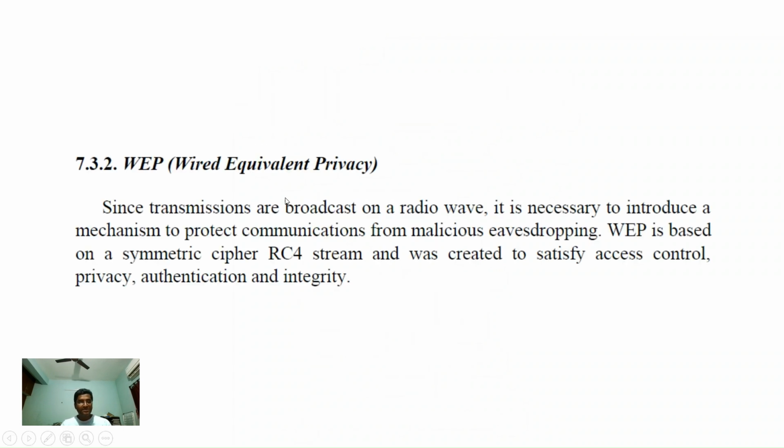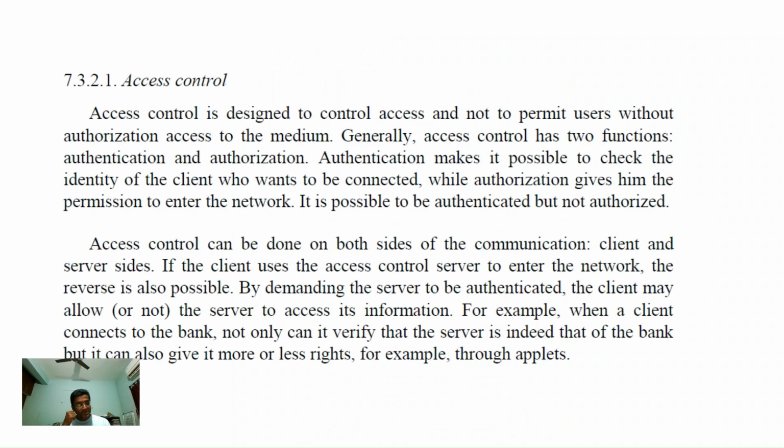And WEP. WEP is Wired Equivalent Privacy. It is a symmetric cipher, created to satisfy access control, privacy, authentication, and integrity. To improve all this, WEP can be used. Speaking about access control, it can be done on both sides of communication, on the client side and the server side.